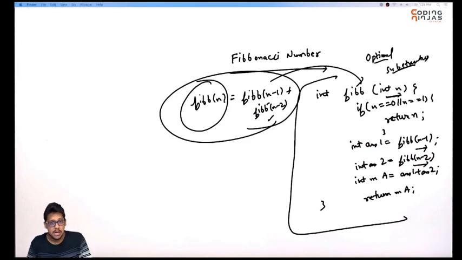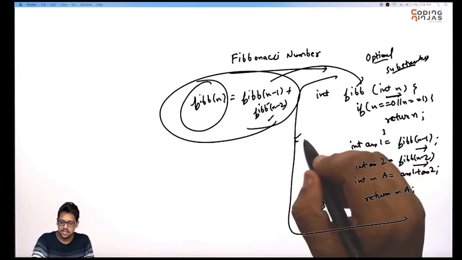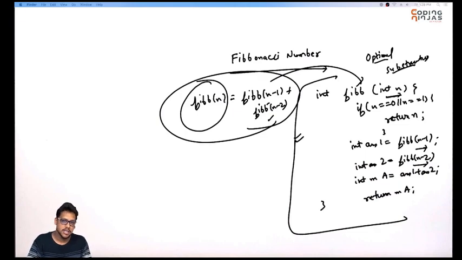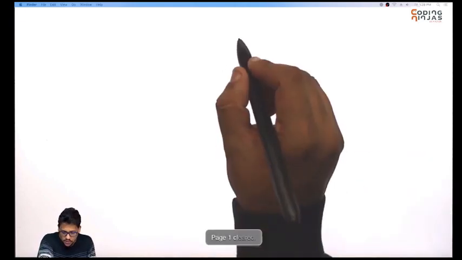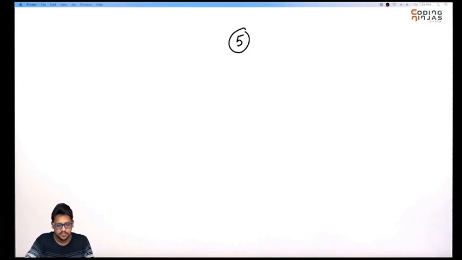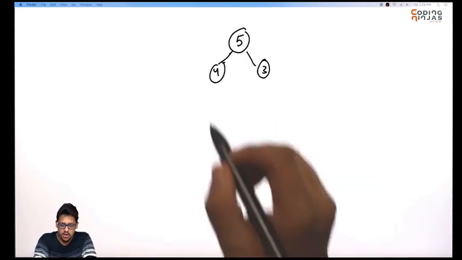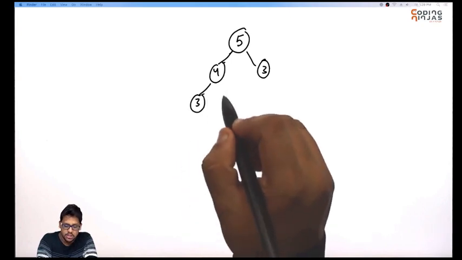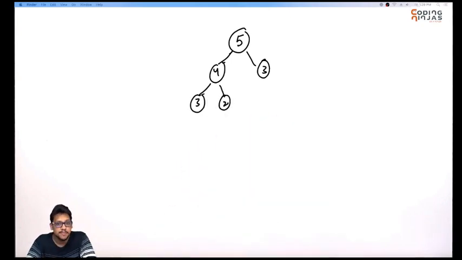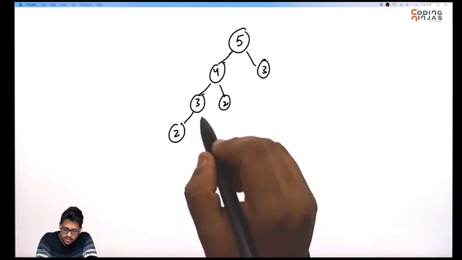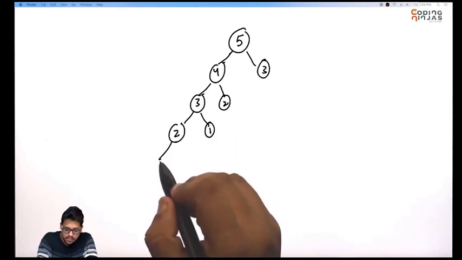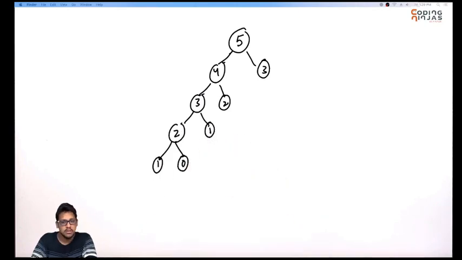Now for understanding overlapping subproblems, let us understand what is happening in recursion in this case. Okay, so if you are calculating the 5th Fibonacci number, you want the 4th Fibonacci number and the 3rd Fibonacci number. For calculating the 4th, you want the 3rd and the 2nd. For calculating the 3rd, you want the 2nd and 1st. For calculating the 2nd, you want the 1st and the 0th. This is your base case, you will stop.